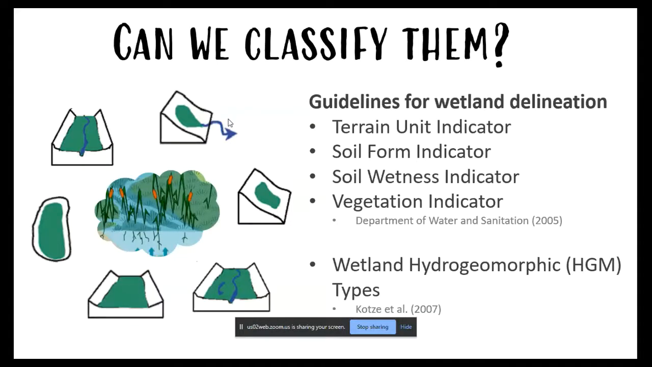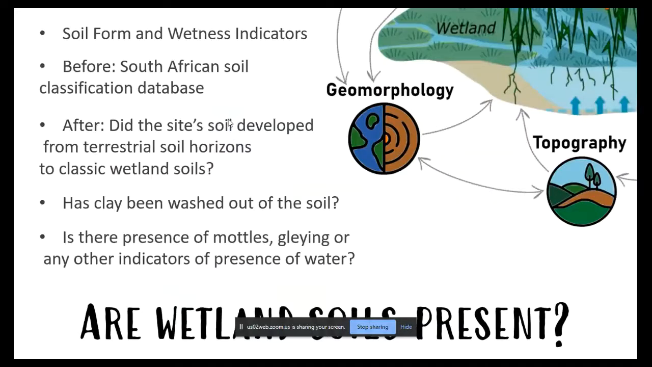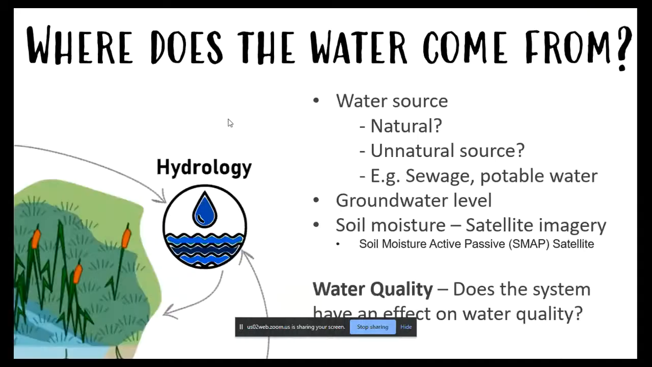Can we classify them? In short, yes, we can. We look at certain indicators. This is also according to our Department of Water and Sanitation delineation guidelines. Are there any wetland soils present in these systems? Do we see gley characteristics? Do we see that clay has been washed out? Are there mottles, gleying, or any other indicators of the presence of water?